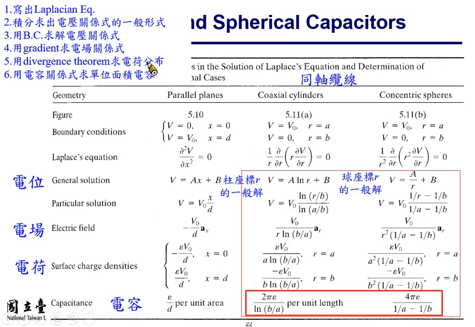And here are some critical parameters associated with parallel plate structure, coaxial cylinder, and concentric spheres. So you can go through them one by one. Okay, so for the parallel plate, you have voltage applied on top and bottom plate.